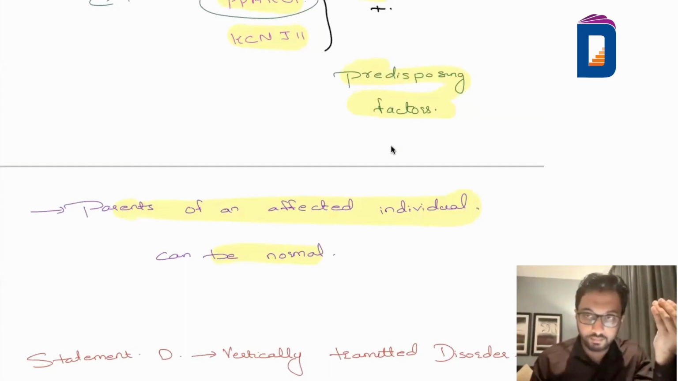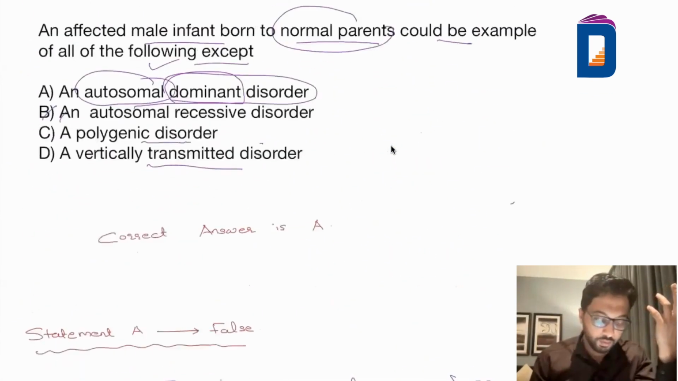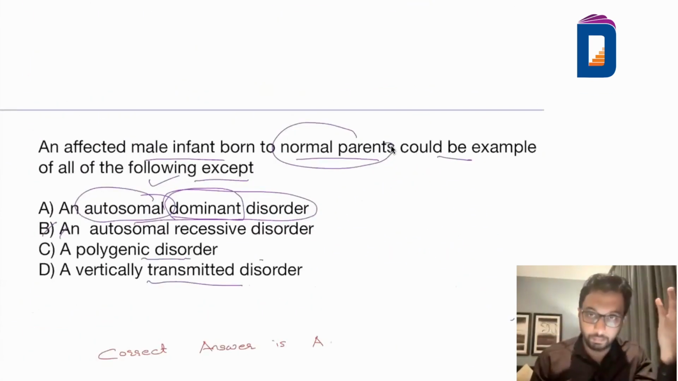Polygenic. Why polygenic? The parent can be normal. The question is that, isn't it? The question is a normal parent except... So this can be a normal parent, polygenic.